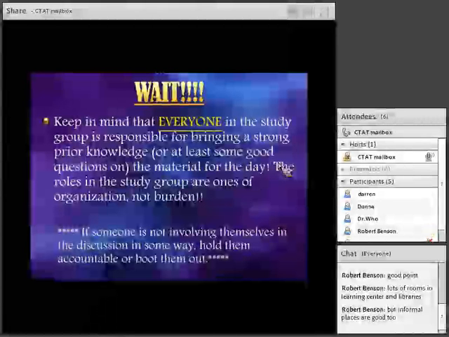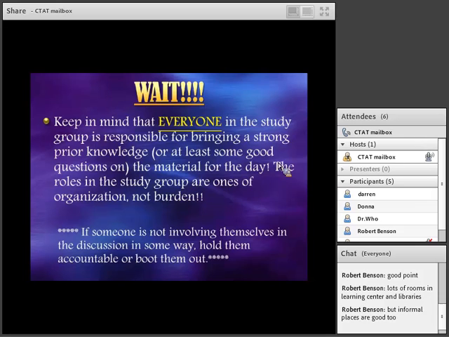Again, this is a reminder, prep for the study group. These are really, really important. We cannot stress this enough.